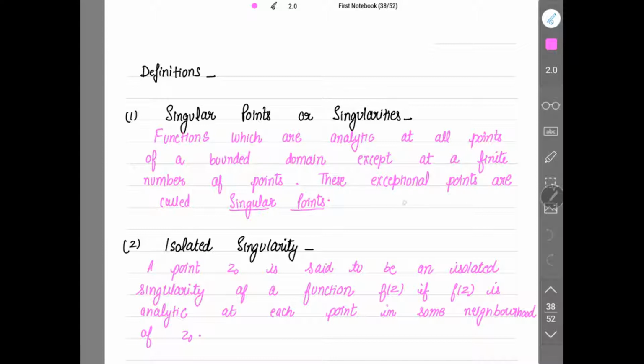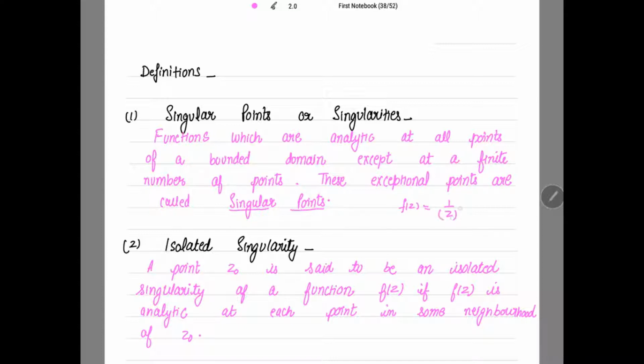For example, suppose I have the function 1 over z. Find the point where the function is not defined: z equal to 0. So z equal to 0 is your singularity. A singular point is a point where the function is not defined, where the function is tending to infinity, or where the function is not analytic. Such points are known as singular points.